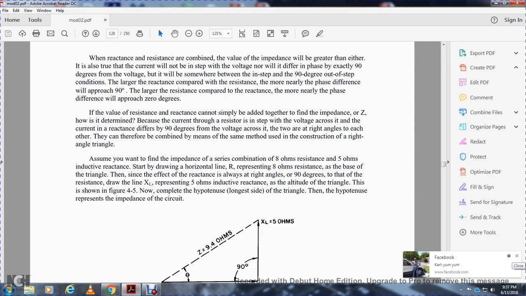To find the impedance of a series combination of 8 ohms resistance and 5 ohms inductive reactance, start by drawing a horizontal line representing the 8 ohms of resistance, the base of the triangle. The effect of the reactance is always at a right angle, 90 degrees, to that of the resistance. Draw the line at the inductance.